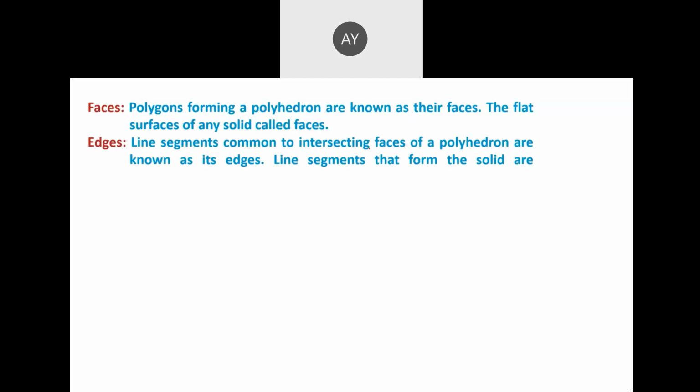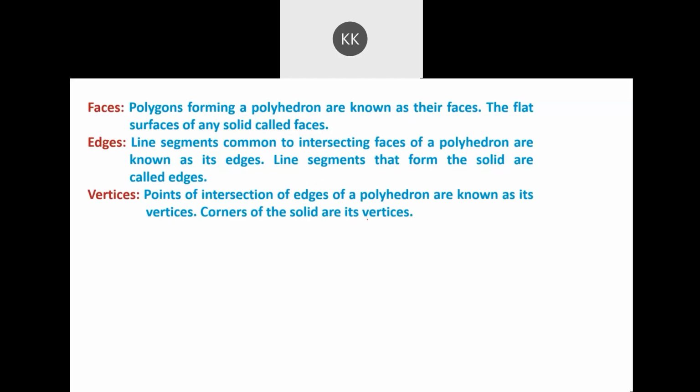Now coming to edges, the line segments common to intersecting faces of a polyhedron are known as edges. The line segments that form the solid are called edges. How many edges does a cube have?